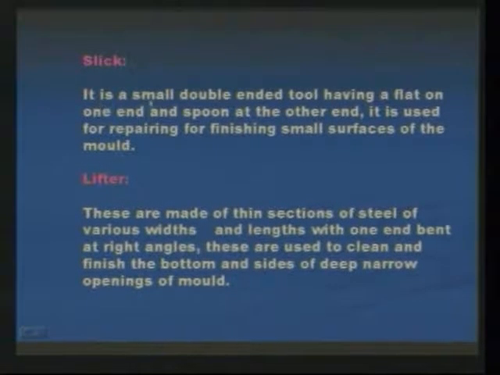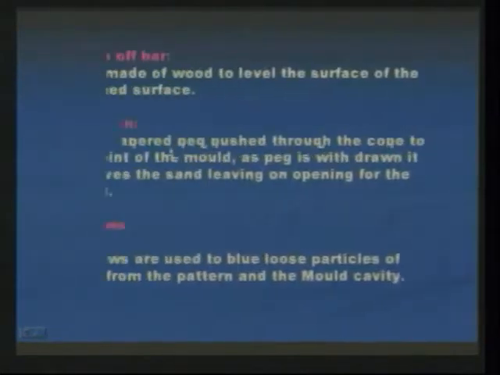Next one is a slick. It is a small double-ended tool having a flat at one end and a spoon at the other end. It is used for repairing and finishing small surfaces of the mold. This is shown in the corresponding figures.